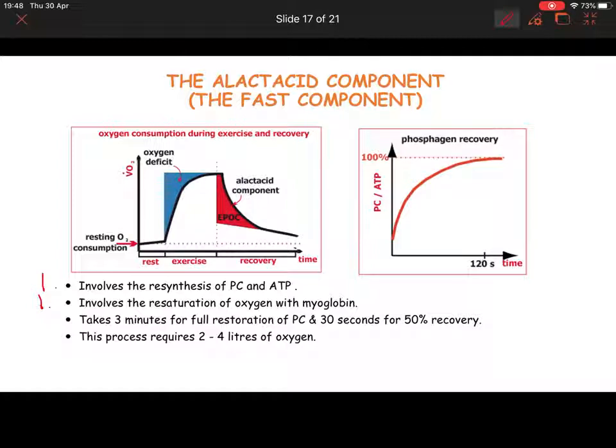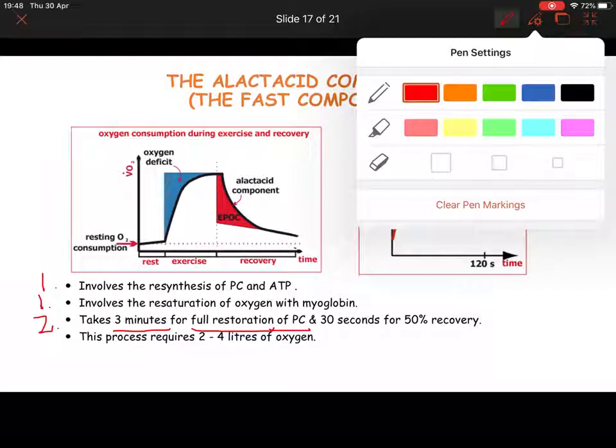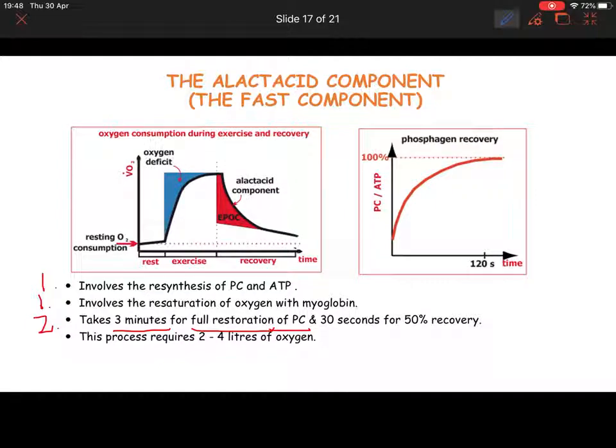Now, with duration, if we put this as my number 2, the next bullet point, you'll see that it takes 3 minutes for full restoration of PC, and that again links to one of the drawbacks of the ATP-PC system. If you're trying to fully replenish and resynthesize your PC stores, it takes 3 minutes, which is quite a while, particularly if you're working at a high intensity. And then the other element: even though it takes 3 minutes for full restoration of PC, you can actually resynthesize 50% of your PC stores in 30 seconds.